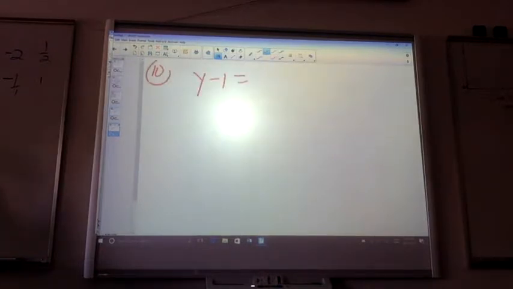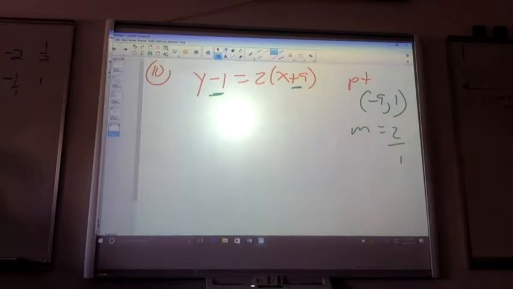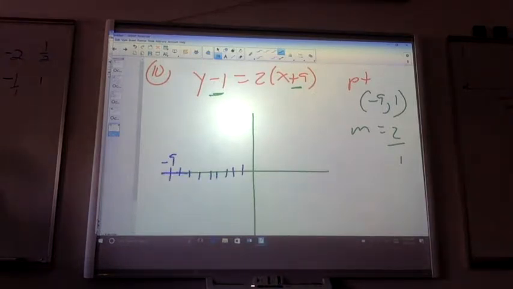Y minus 1 equals 2x plus 9. So the point we're going to use, opposite here, so I'm going to get negative 9 comma 1, right? Opposite of positive 9 is negative 9, opposite of 1, or negative 1 is positive 1. And my slope is going to be equal to 2, so we can say it's 2 over 1. Negative 9, 1. It's about right there. From that point, I'm going to go up 2, right 1. Done.